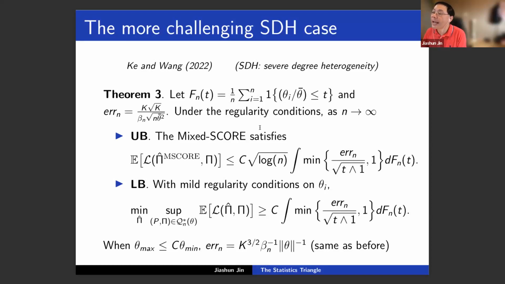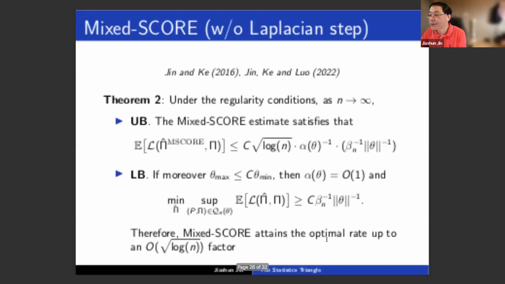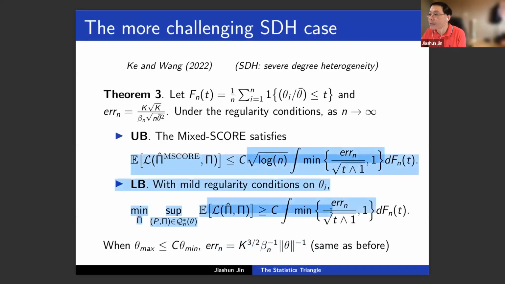Because network data and other types of data, like text document data, it's very important to know that the degrees should not be at the same order. It takes a lot of technical effort, but we can establish upper and lower bounds that match each other in these more complicated situations. If the θ_i's are at the same order, this reduces to the previous slides. But this just extends the theory to a more general setting.